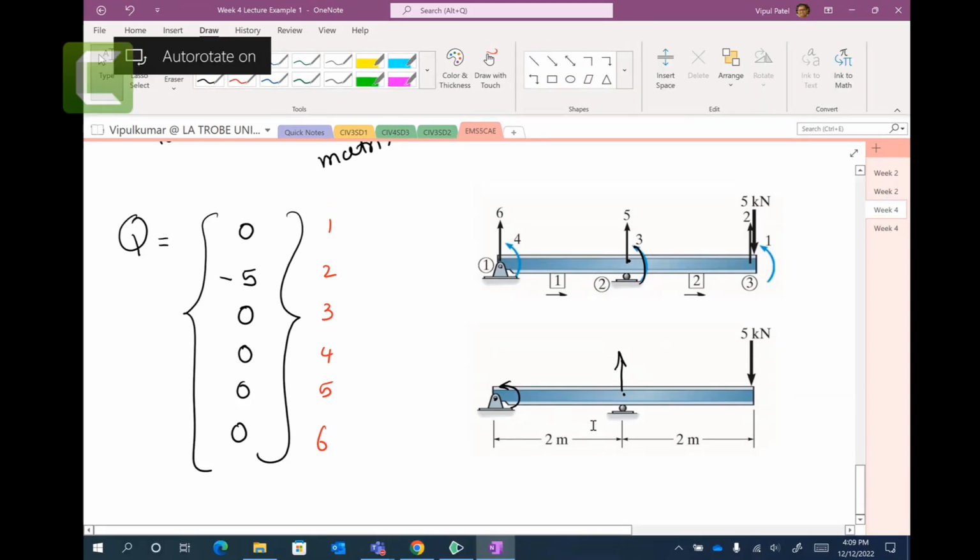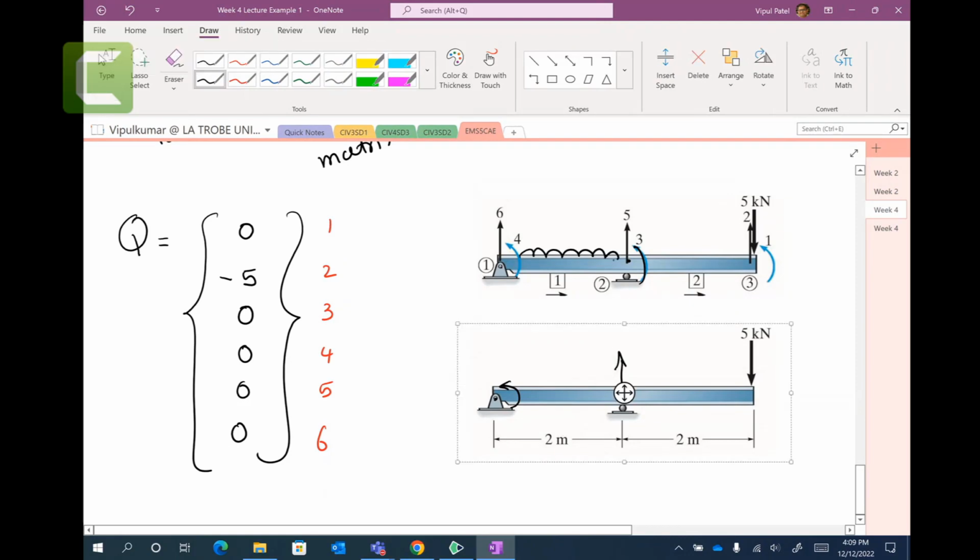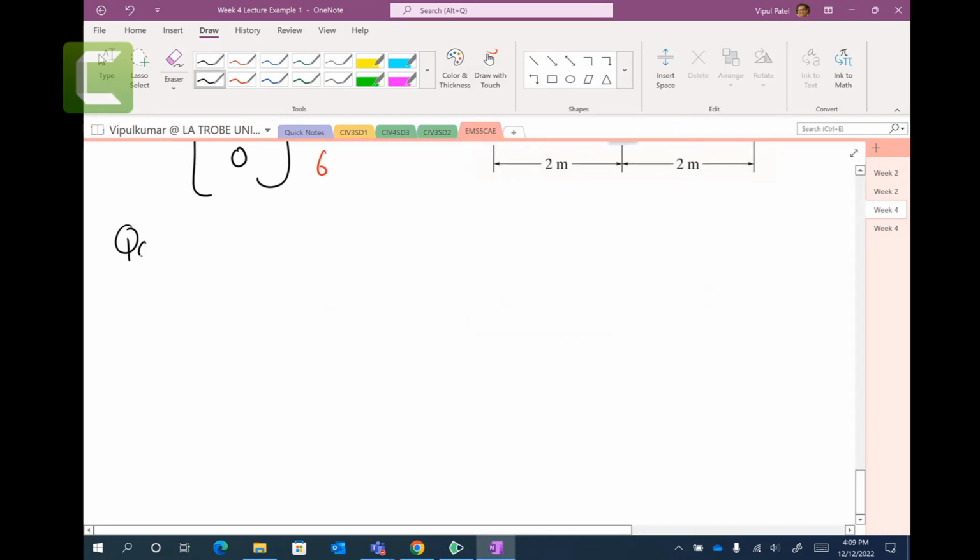The Q0 matrix is 0 because there is no force on the members. You can see there is no force on the members, right? All the forces are in the nodes, which is perfect. So all Q0 matrix would be 0, right? Now we can write the big matrix here.